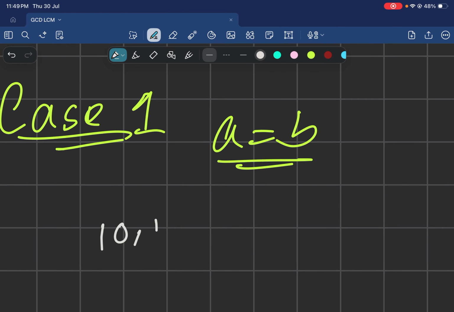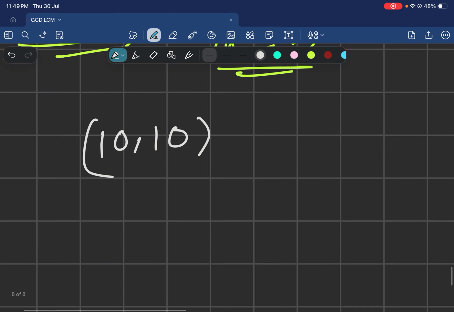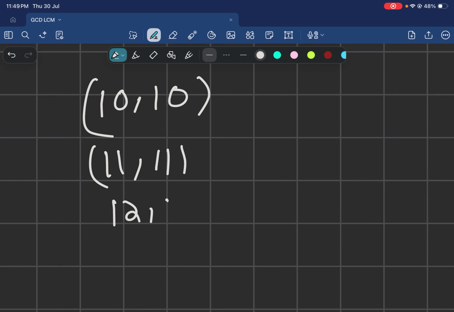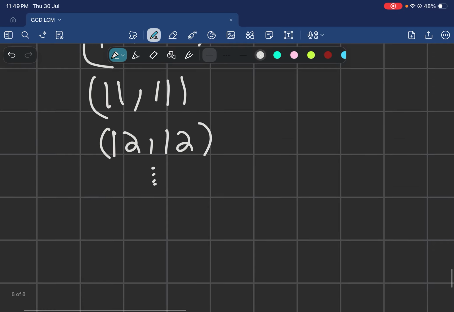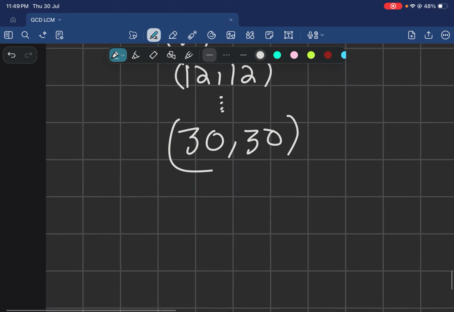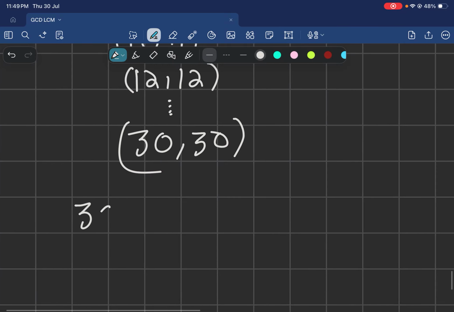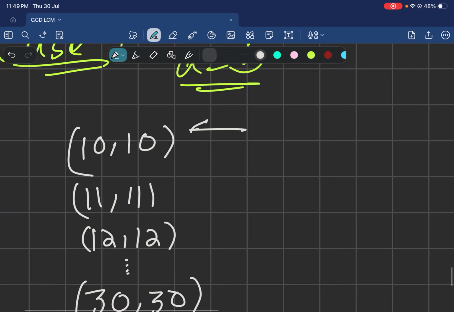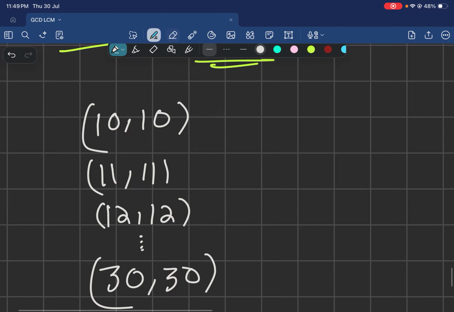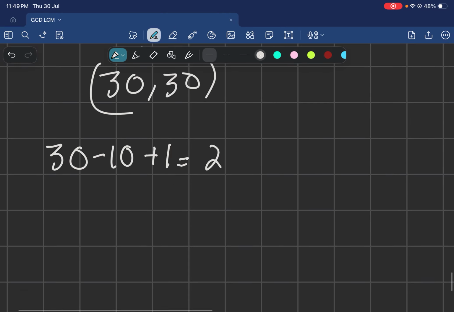The first pair is 10 and 10, it works out for this. Second is 11, 11, and then third is 12, 12, and so on up till 30. So how many pairs in case 1? 30 minus 10, and then you get plus 1 since it is inclusive. So you get 21 pairs in case 1.